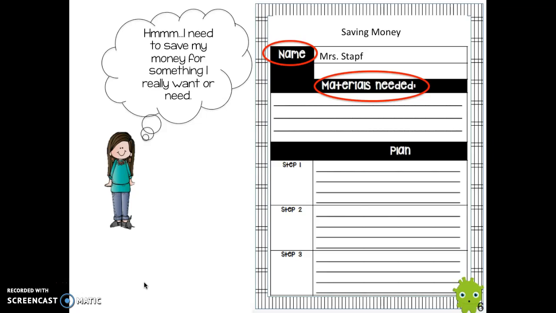Then the next thing I need to think about are the materials. What materials would I need to save money? Well, I know I'm going to hopefully have money because I'm going to be saving it. I need a piggy bank or something I can put my money in, but I also need some motivation. Now that's not an actual object, that's like a feeling inside. I need to make sure I'm motivated to save my money because it's hard to do. I also need to make sure I have hard work. You can't earn money without putting in hard work.